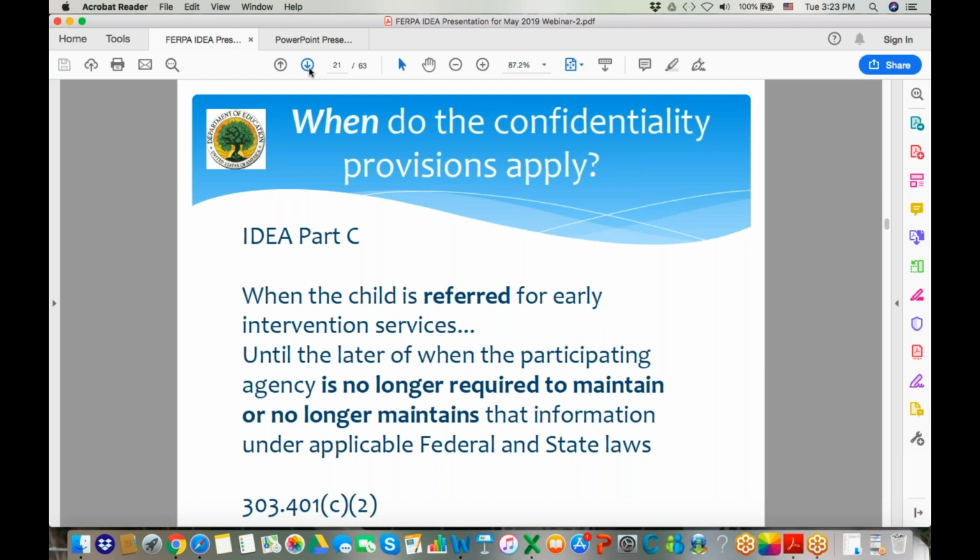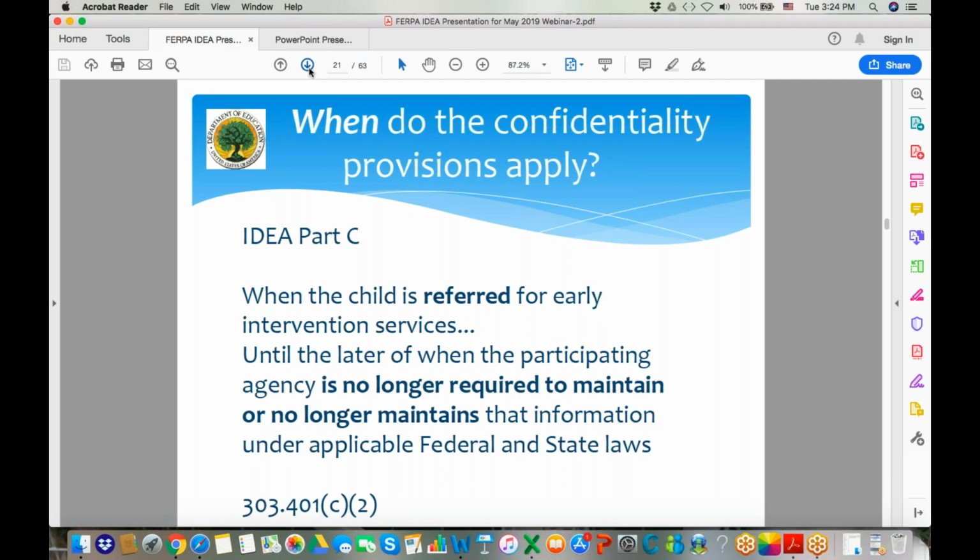One additional difference for Part C, although I would argue it's probably the same substantively for Part B, we don't have specific regulatory language, and that's the when does that obligation end, and that's the language you see there in the reg, until the later of when the participating agency is no longer required to maintain or it no longer maintains that information. So that's when it ends. Basically, as long as you have it, you have to keep it confidential.